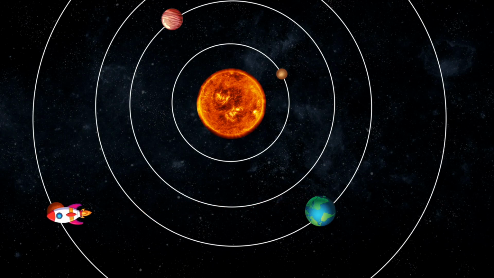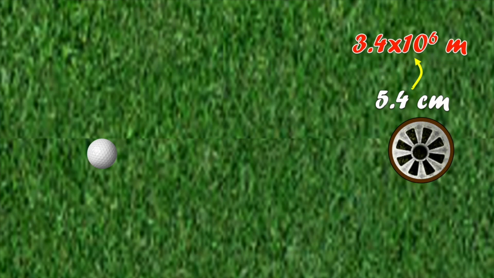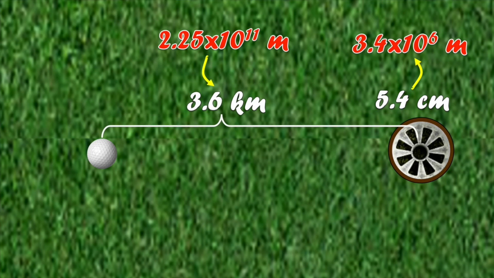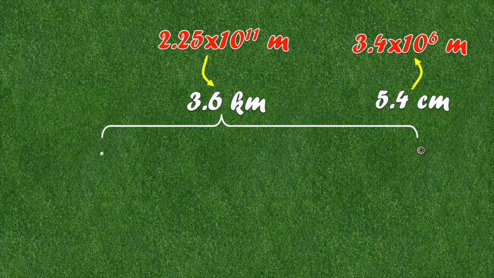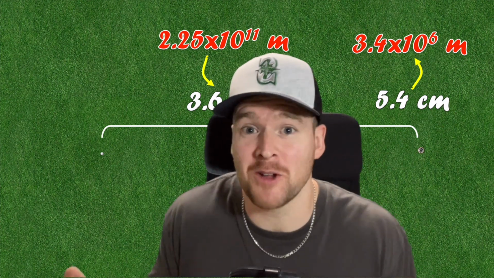And also when we're looking at this path, how far away is that? Well, let's use the golf ball analogy here. A golf cup is 5.4 centimeters in radius. Mars is about 3.4 times 10 to the 6 meters. So now let's put in the real distance between Earth and Mars. It varies, but has an average of 2.25 times 10 to the 11 meters. If we're going to use that same scale to a golf green, the golf ball and the golf cup would be 3.6 kilometers away. That's a pretty tough golf shot to make.